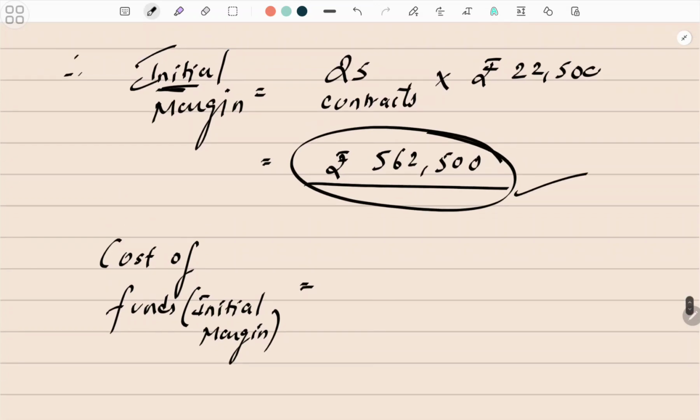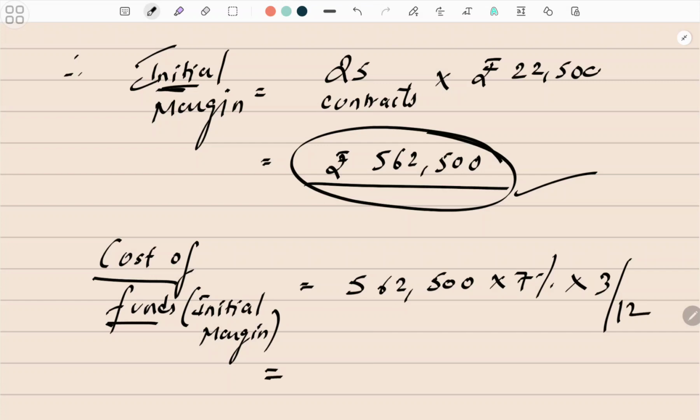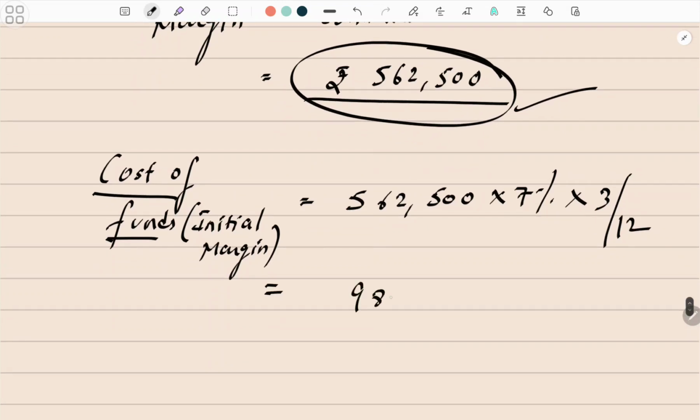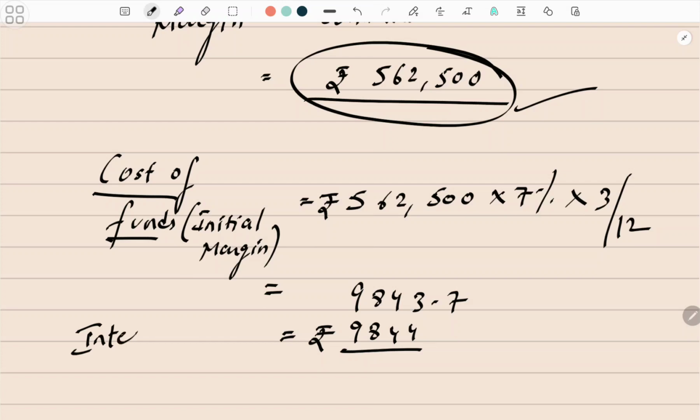I will not be including this 5,62,500 as my cost, because this is refundable to me at the expiry. My actual cost is the cost of funds. How much? 5,62,500, 7% was the rate, but this is per annum, as I said. We just need it for 3 months. Calculate 5,62,500 into 3 by 12 into 7%, which gives me 9843.7. Can I say 9844? And this is all in rupee. So, interest outflow.